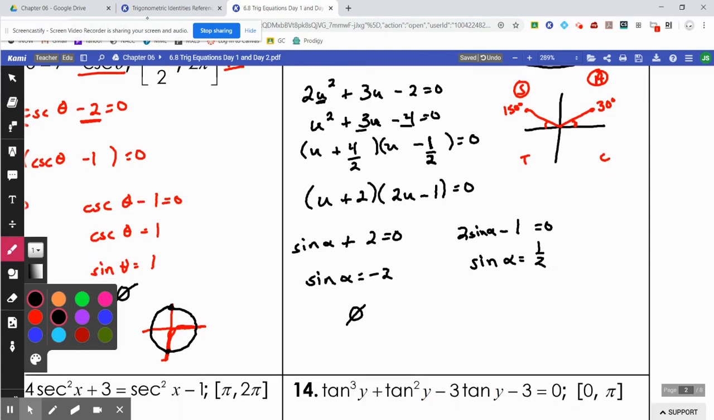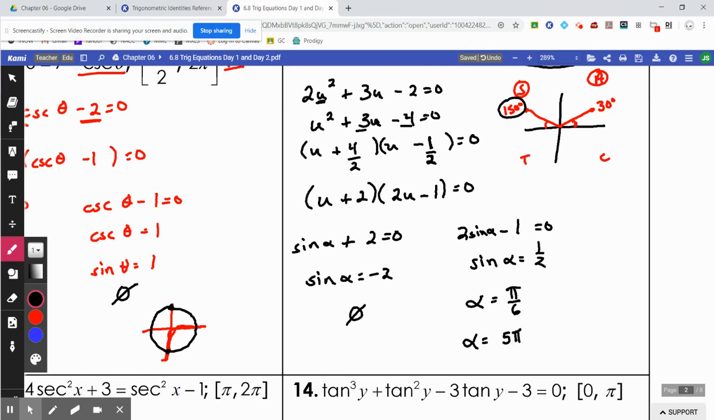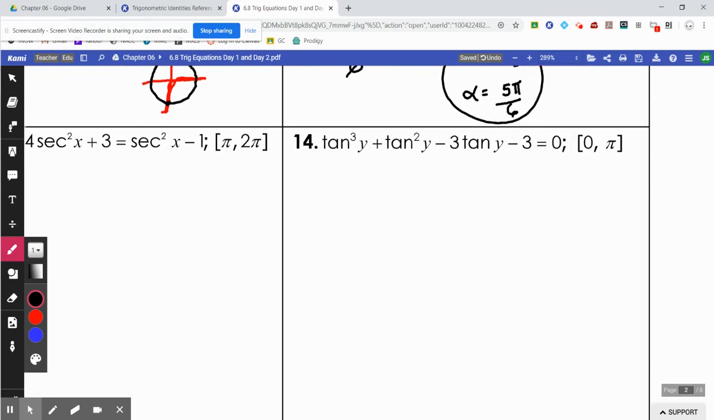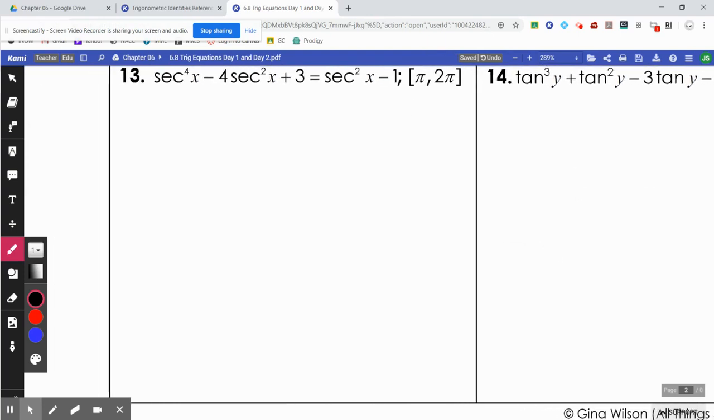So therefore, my two answers for alpha are 30 degrees, which is pi over 6, and another angle here that had a reference of 30, and there are 5 30s in 150, so there'd be 5 pi over 6. There's your two solutions. Number 13. All the answers between pi and 2 pi, that'd be all the answers between 180 and 360.